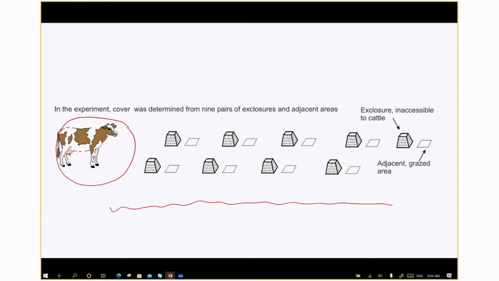So what we're going to do is set out a series of paired plots. We're going to have these 9 paired plots. There's 1, there's 2, we've got a total of 9. And in each one of these, we've got a 1 meter squared area that's known as an exclosure. It's fenced off so the cows can't graze. And then outside of that, we have a control plot to which the cows have access.